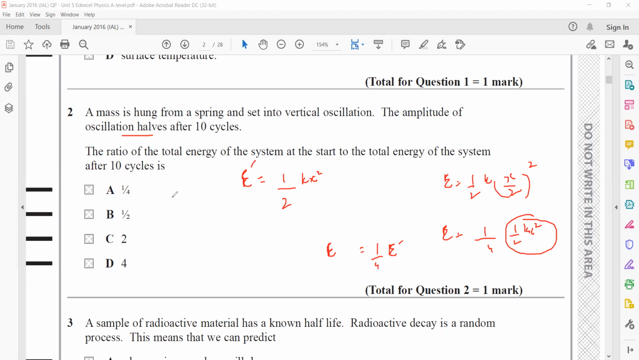So when we compare the ratio, because we need a ratio, the energy in the beginning was E dash, and the energy after 10 oscillations is 1 by 4 of E dash. When we simplify this, it will be 4 is to 1, as this 4 will be multiplied there. So the correct answer is D. Originally, the ratio of total energy of the system at the start to the total energy after 10 oscillations, 10 cycles, is 4 is to 1, or we can also say 4.